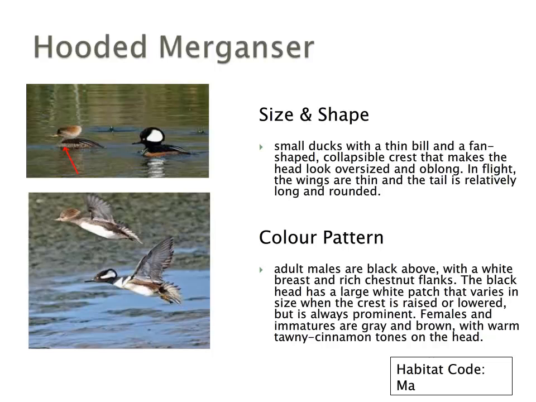The adult males are black above with a white breast and rich chestnut flanks. The black head, of course, has that characteristic white patch, which varies in size depending on whether the crest is upper and lower.